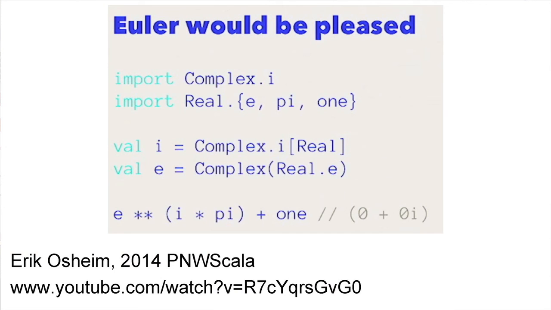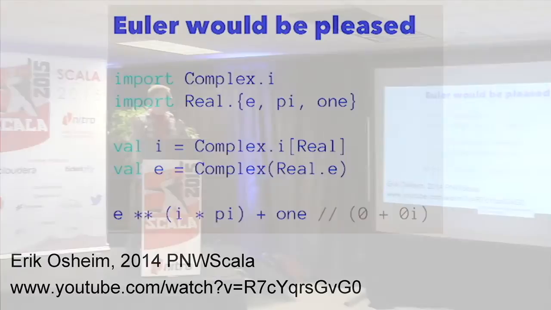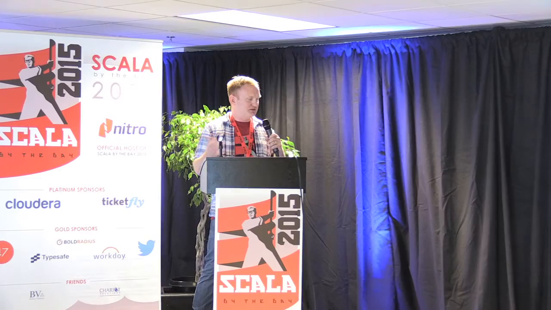So I was trying to figure out how to get around this, and I remembered I'd been to a talk in Portland, Eric Ostheim's talk about Spire and real numbers. And I wondered if Real would do the job. There's a great slide in that talk where he showed that the Euler identity works. So e to the i pi plus 1 is 0.